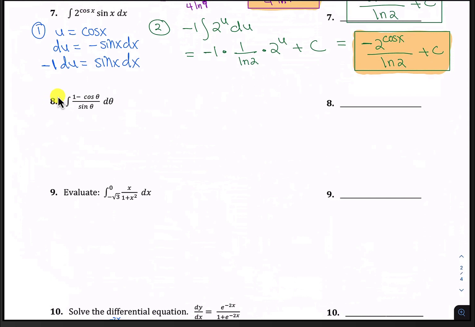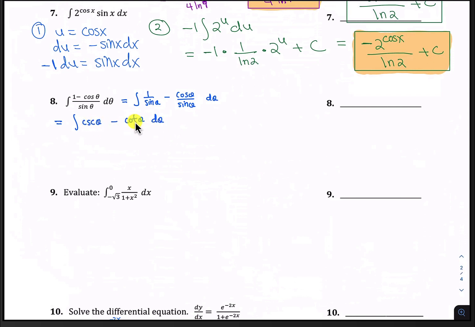And number 8, the integral of 1 minus cosine theta divided by sine theta d theta. First, let's rewrite this as two separate fractions, so that'll be the integral of 1 over sine minus cosine over sine. Now we know that 1 over sine is actually just cosecant, and we also know that cosine over sine is cotangent. So the integral becomes the integral of cosecant theta minus cotangent theta d theta.